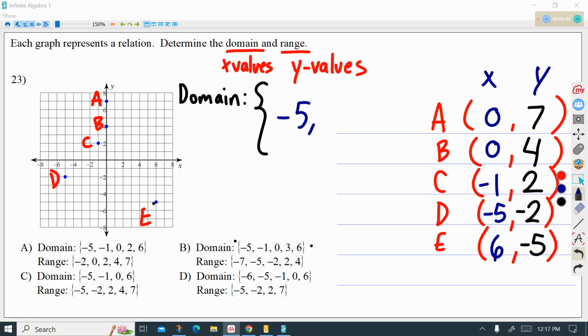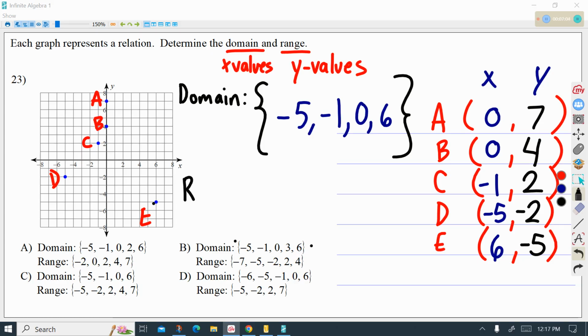Okay, the next number in the list would be negative 1. That's the next smallest number. And then we got 0. Okay, and then the biggest number in the list is 6. So we'll put 6 right there. Okay, now we'll close the set with another curly brace. And there we go. That's the domain.